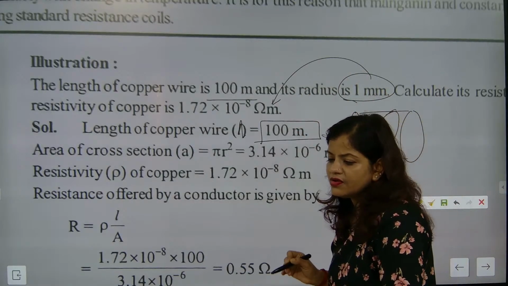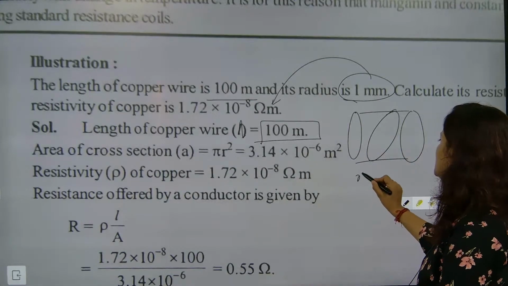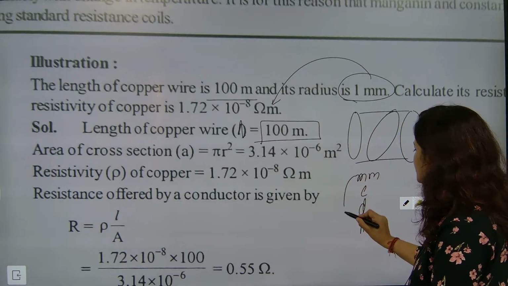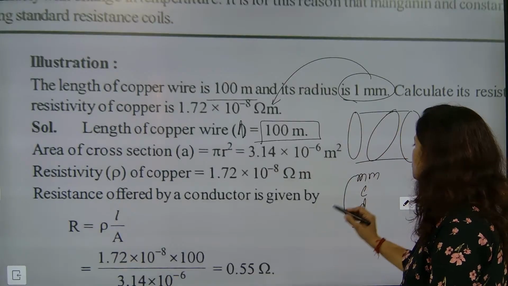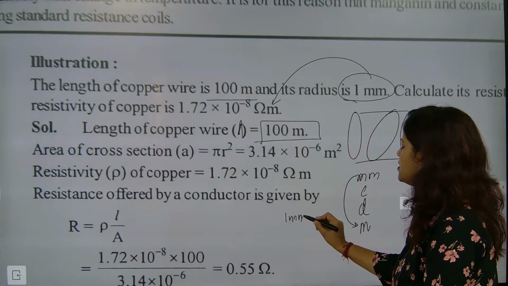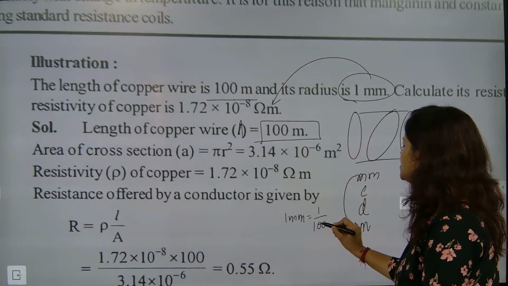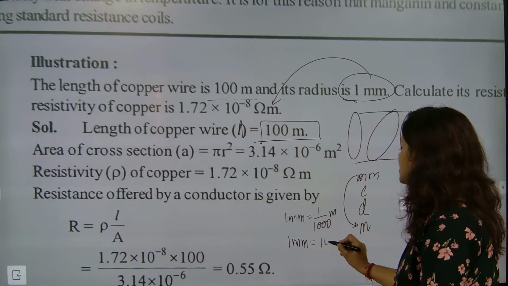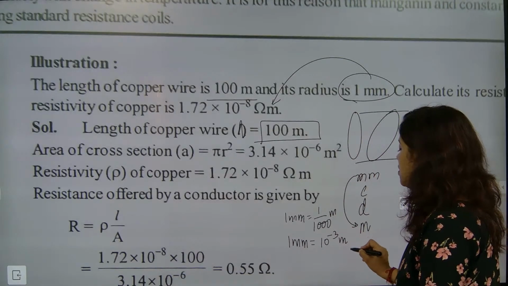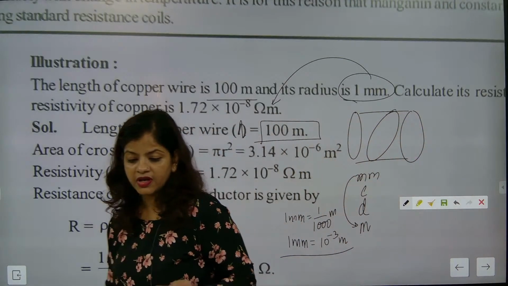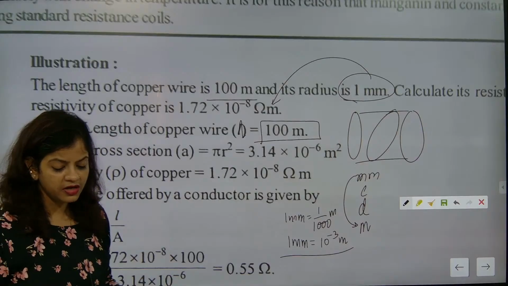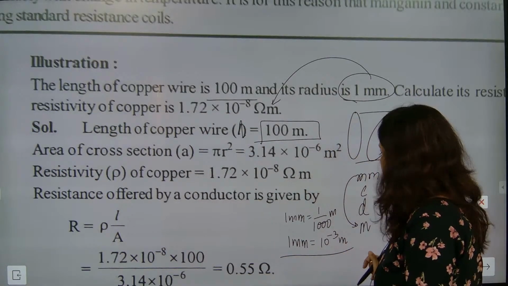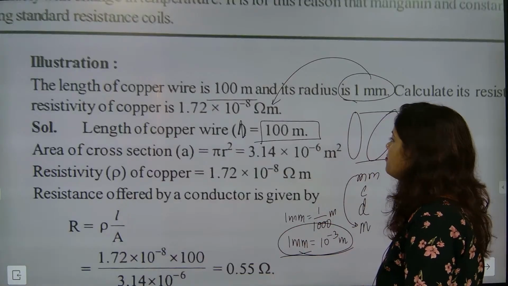Understood? So the standard unit is meter. So you know milli, centi, deci, meter. So from millimeter you have to convert to meter. So 1 mm is equal to 1 by 1000 meter. That means 1 mm is equal to 10 to the power minus 3 meter. Understood? So this is exactly it: 1 mm is equal to 10 to the power minus 3 meter.